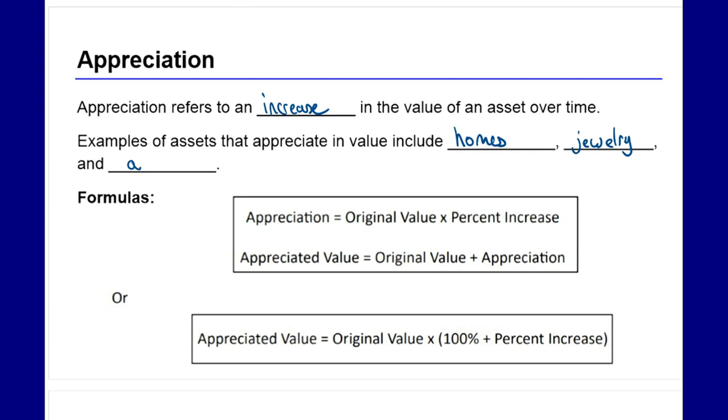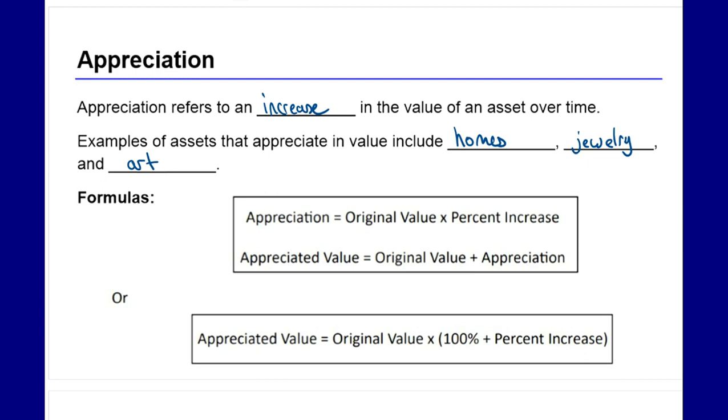Things like art pieces tend to appreciate in value, right? When paintings or famous paintings by well-known artists, right? They increase in value over time, or if the artist passes away, or if they don't make as many art pieces, or they're very rare, then that can cause these assets to appreciate over time.